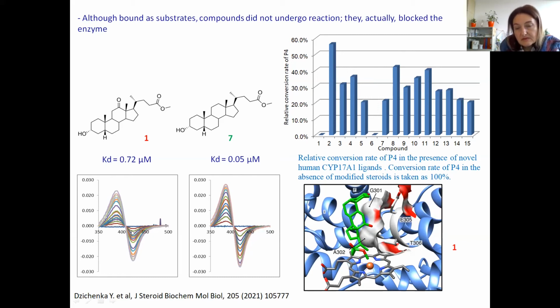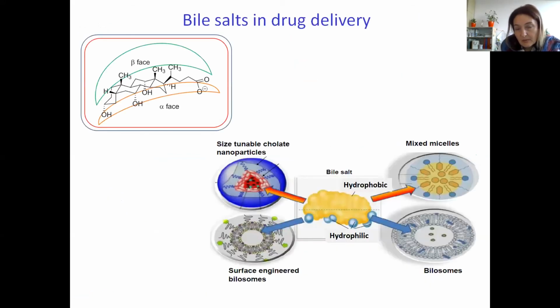And this was very interesting because actually we could exclude, in chemistry-driven drug development, we could exclude bile acid derivatives for testing against CYP17A1. So in this way, we found very, very active ligands. So now I would like to say something about bile acids, bile salts in drug delivery.